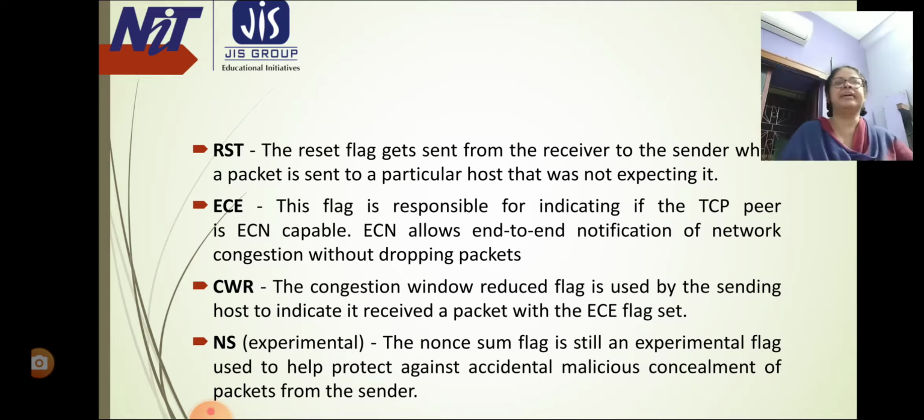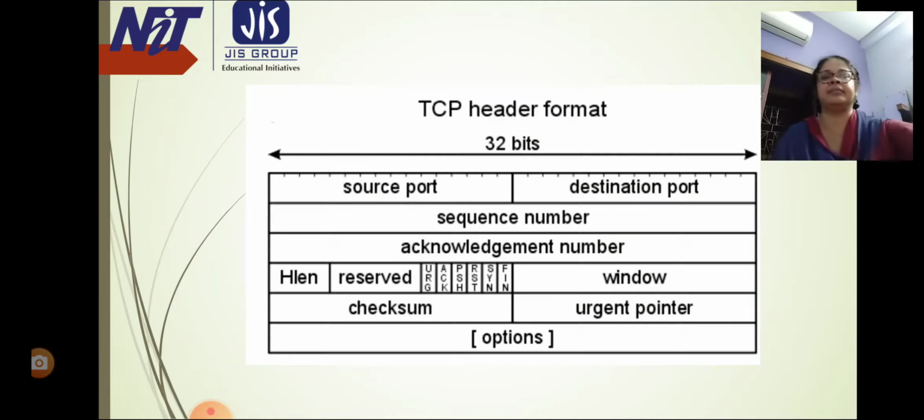So these are different types of flag. Now we come to TCP header format. The header of a TCP segment can range from 20 to 60 bytes. 40 bytes are for options. If there are no options, the header is 20 bytes, else it can be at most 60 bytes.